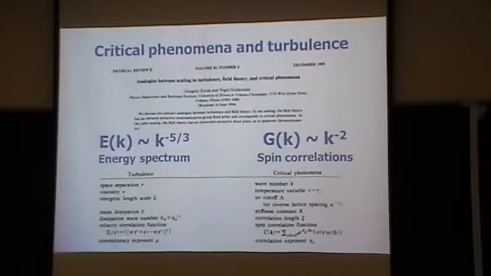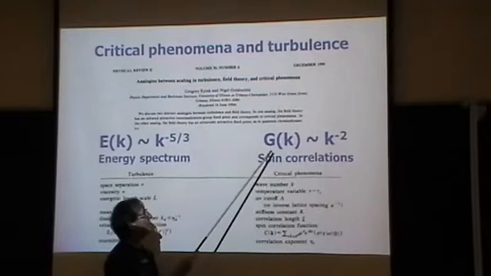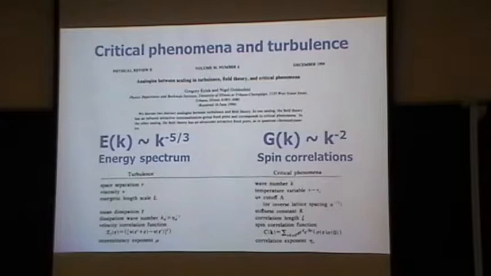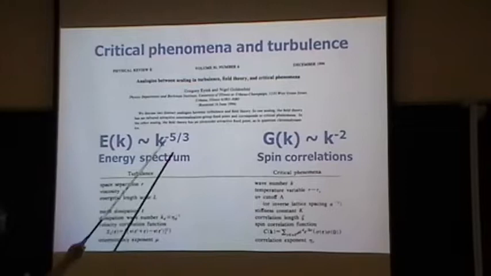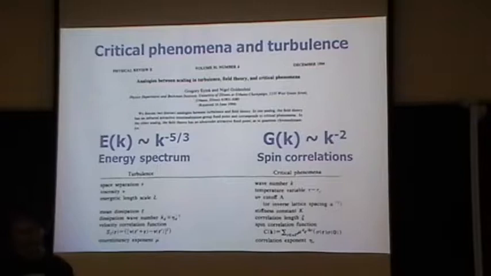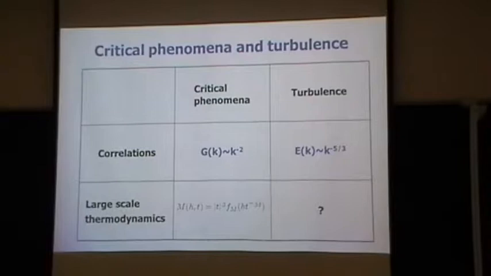So let's ask what happens in a magnet. If you take a magnet near its critical point, the spin-spin correlation function, not the velocity-velocity correlation function, but the magnetization correlation function, goes, it turns out, as k to the minus 2. It's a parallel behavior. You get parallels in critical phenomena, and Greg Eyink and I and many others have, over the years, tried to write down relations, sort of dictionaries between turbulence and statistical mechanics. But that's not really good enough.